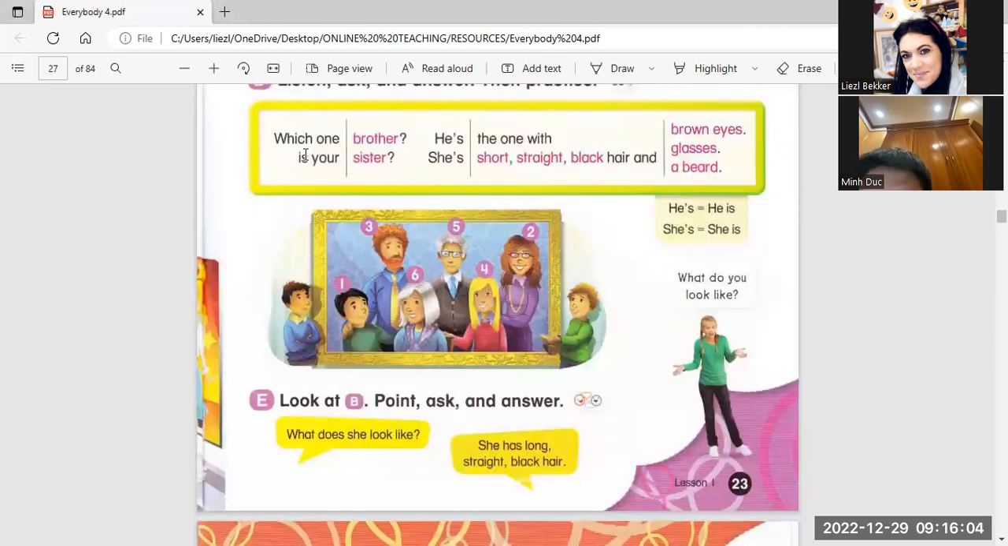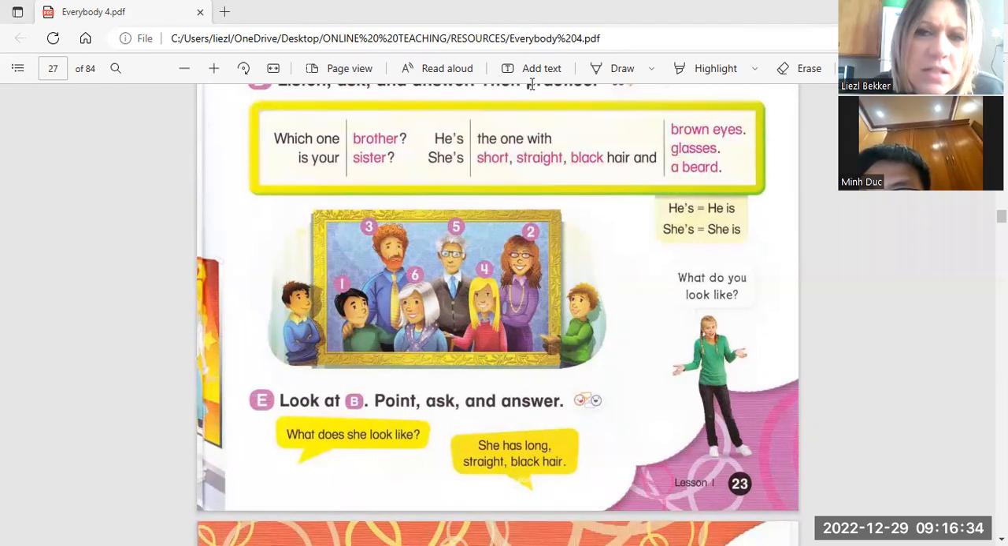Okay. Which one is your brother? Which one is your sister? Let's have a look at the answer. He's the one with short, straight black hair and brown eyes. She's the one with short, straight black hair and glasses. Or he's the one with short, straight black hair and a beard. So let's take you for example.